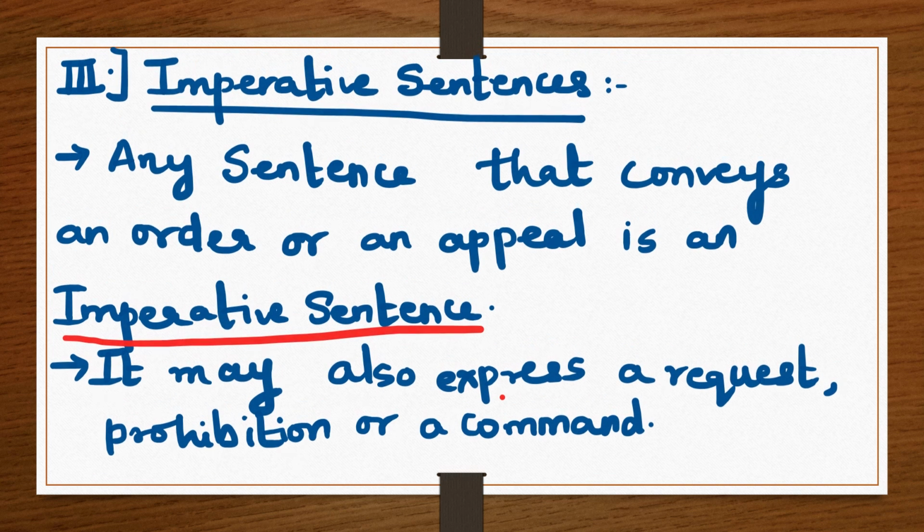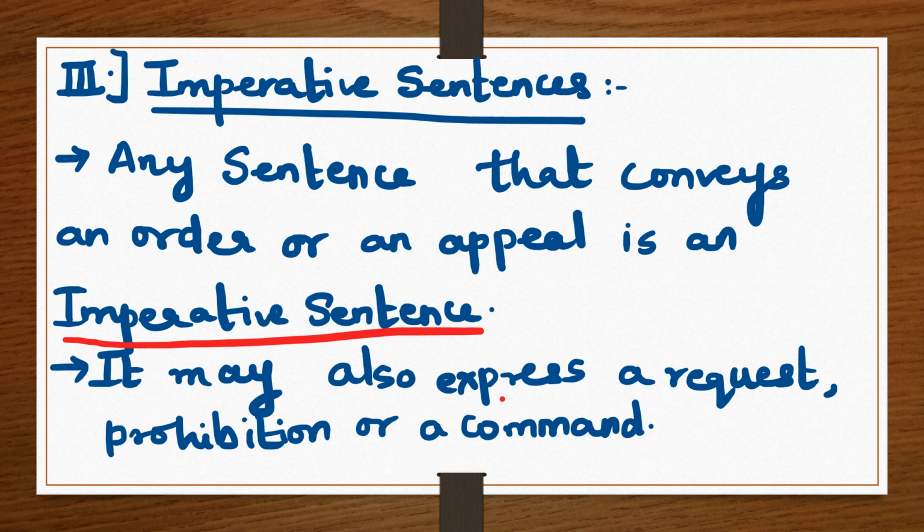The third is an imperative sentence. So the third type of sentence that we are going to learn is an imperative sentence. Any sentence that conveys or suggests an order or an appeal, that is a request, is an imperative sentence. An appeal is called a request. An order can be a command. It may express a request or prohibition, that is not doing something, or it can be a command. These groups of words are imperative sentences.